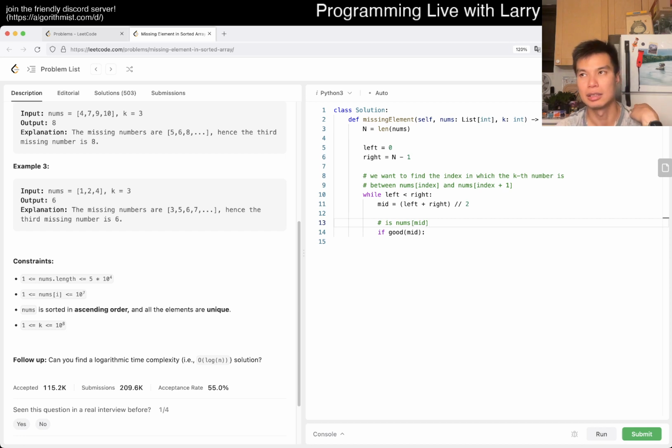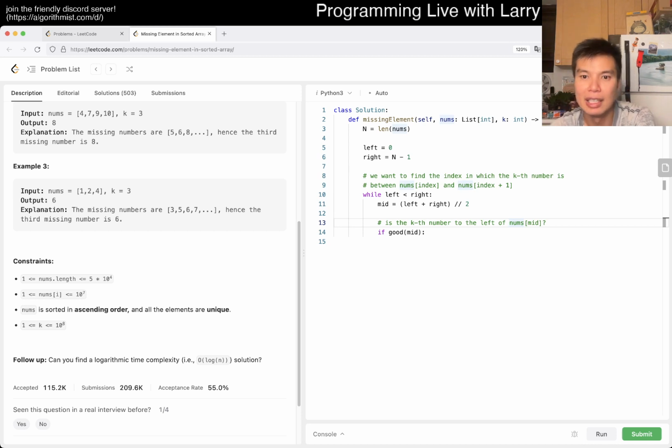Is the kth number to the left of num sub mid, maybe, right? You can say to the left or to the right, but I'm trying to be really precise. Let's say it's this, right? And it doesn't really matter.